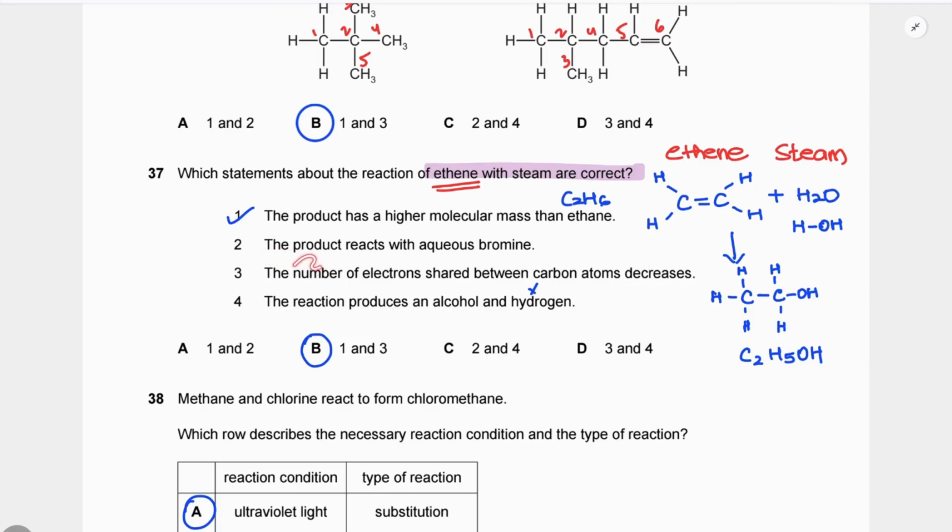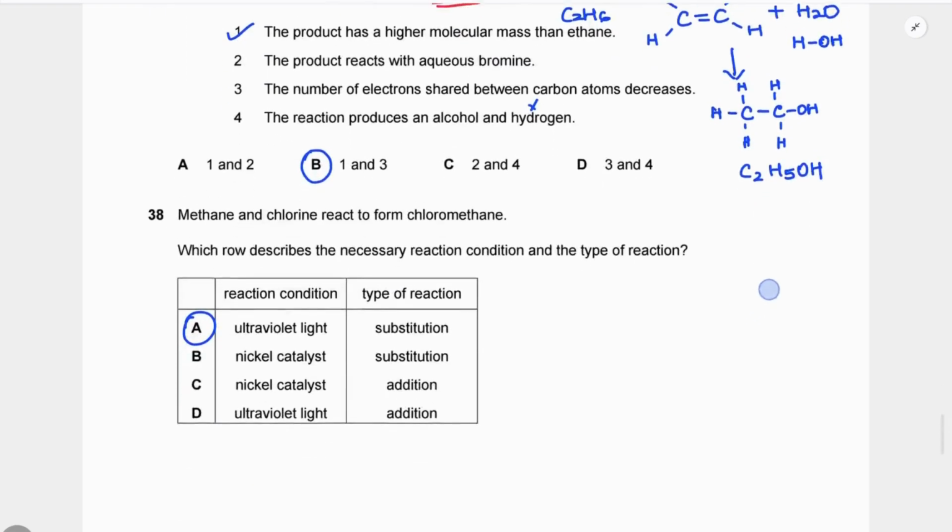Second one, the product reacts with aqueous bromine. No, it does not actually react with bromine after the alcohol formation. The number of electrons shared between carbon atoms decreases, which is yes, it decreases. The reaction produces an alcohol and hydrogen. No, it doesn't. It only produces one, which is alcohol. So the correct answer is 1 and 3. So the option is B.